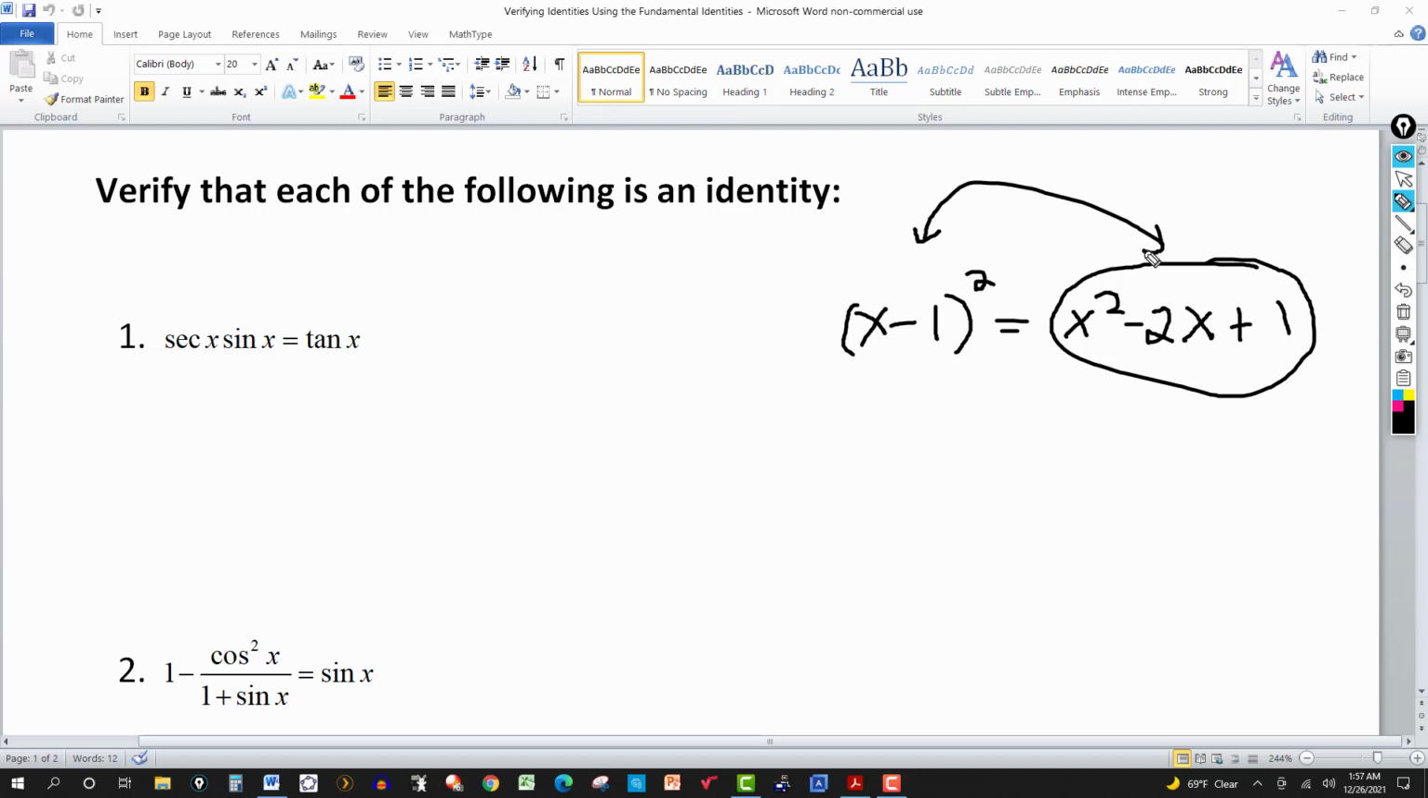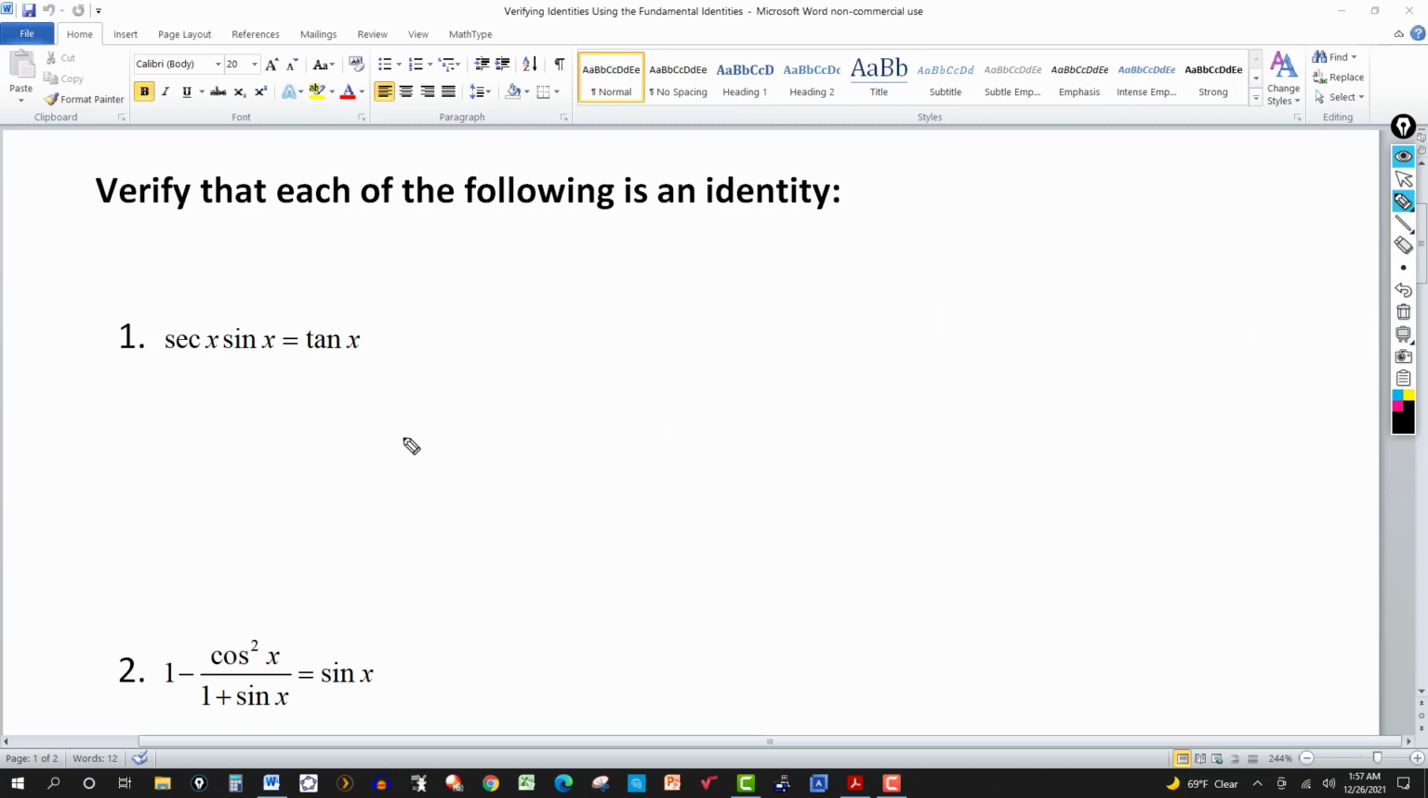You can say the same sort of thing if it's a trig equation. It depends on the domain. So let's look at the first one. I want to verify that secant of x times sine of x is equal to tangent of x. Generally what you want to do when you prove or establish an identity is start with one side and show that it gives you the other side. So start with the left side and show that it gives me the same thing that I have on the right side. Or I can start with the right side and show that it gives me the same thing that's on the left side.